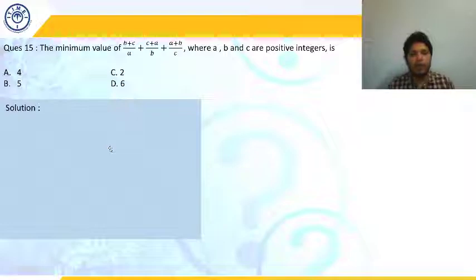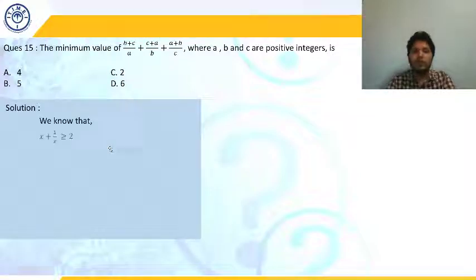If I take any positive real number, for example 1 by 3, what is 1 by 3 plus its reciprocal? The reciprocal of 1 by 3 is 1 upon 1 by 3, which is 3. So 1 by 3 plus 3 is obviously greater than 2. Similarly, if I take any positive real number, suppose 2, then 2 plus the reciprocal of 2, which is 1 by 2. So 2 plus 1 by 2 is again greater than 2. So any positive real number and its reciprocal, their sum will always be greater than or equal to 2. We are going to use this exhaustively in this question.